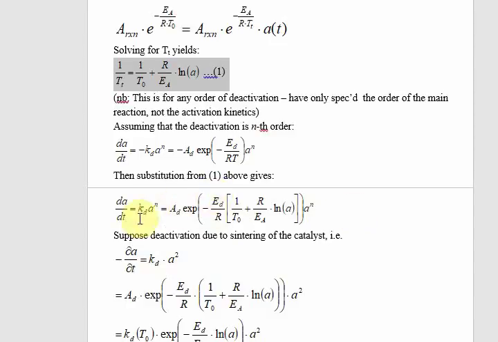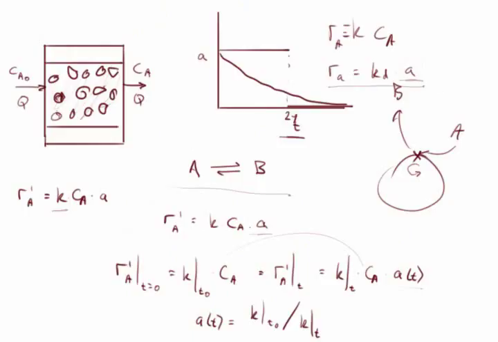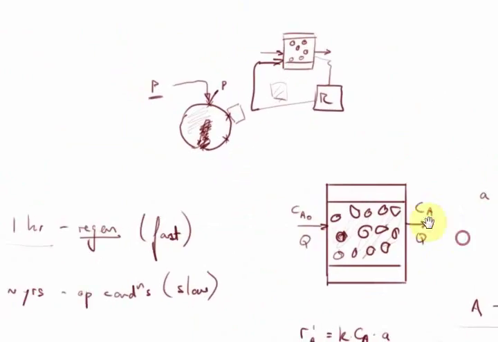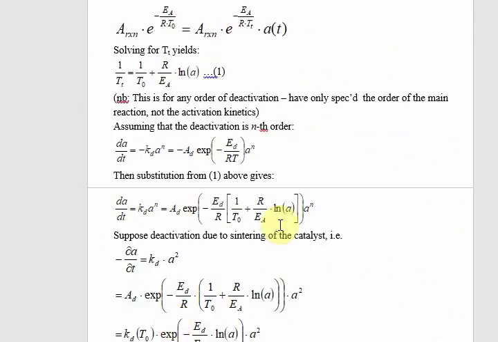And we could integrate this, and that would give us A as a function of time. And then we can substitute that and get temperature. Here, it's just pointing out that, let's say we were losing activity due to sintering of the catalyst. So earlier when we were saying that perhaps the pores are breaking down and the particle is breaking up, that's the sort of thing that happens with sintering.